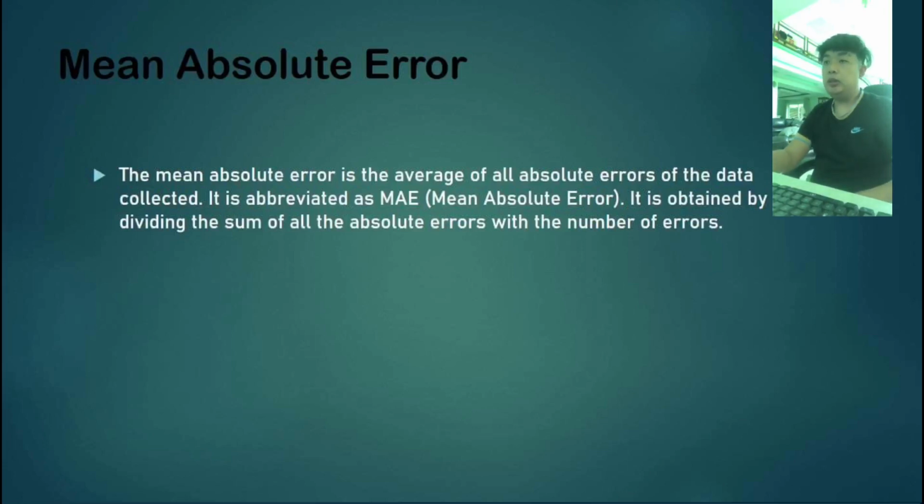Mean absolute error. The mean absolute error is the average of all absolute errors of the data collected. It is abbreviated as MAE. It is obtained by dividing the sum of all absolute errors by the number of errors.